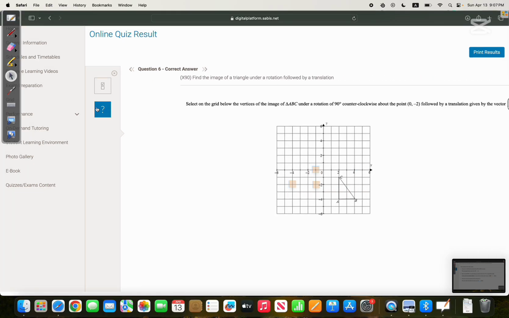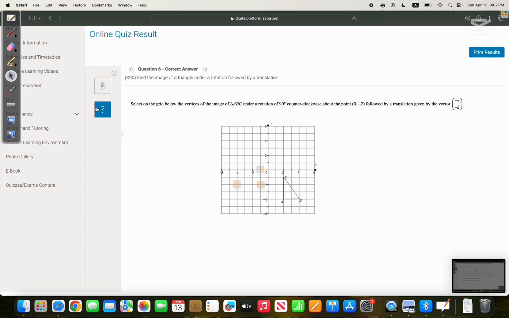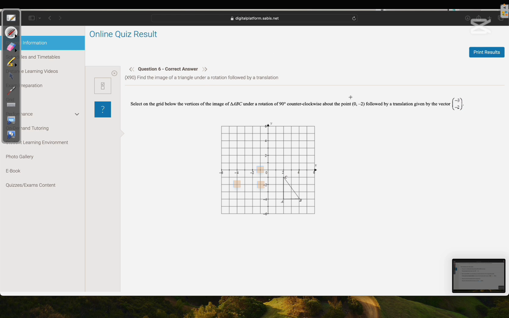Number 6. Select on the grid below the vertices of the image ABC under a rotation 90 degrees counterclockwise about the point 0, -2, followed by a translation given by the vector. First of all, we need to get the coordinates of each of these points, A, B, and C. So A is 2, -4. B is 4, -4.